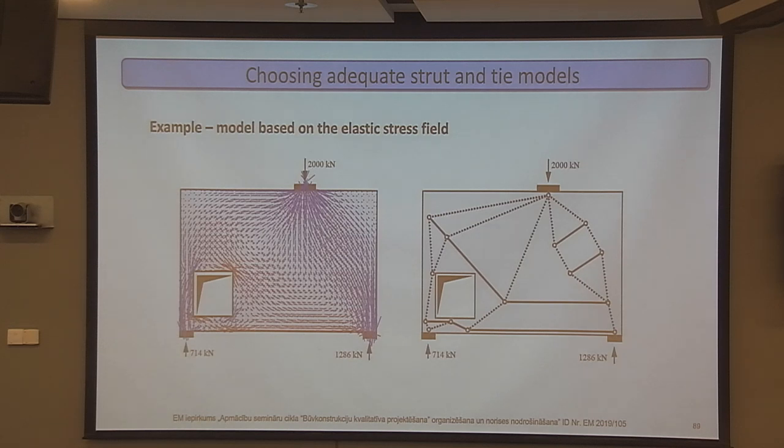Now, another example about choosing strut and tie models based on elastic stress fields. If we have a wall like this with an opening, the largest stresses are in here. So based on elastic stress fields, we would put a tie in here. Then we have some tension in the bottom here. We have some tension on top here. Here it's a bit inclined. And there is still some tension in here, or we could also anchor it, take it just to the bottom. Just add something in here.